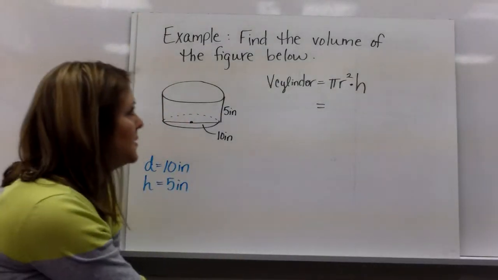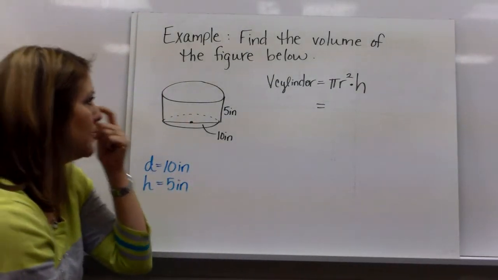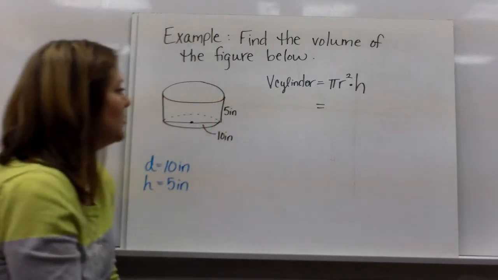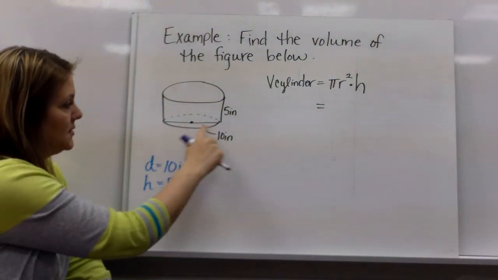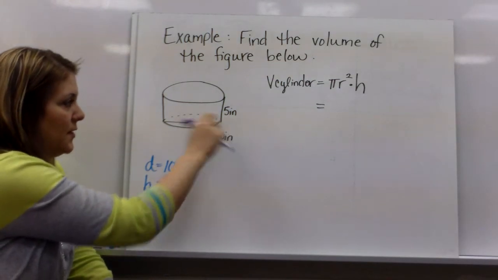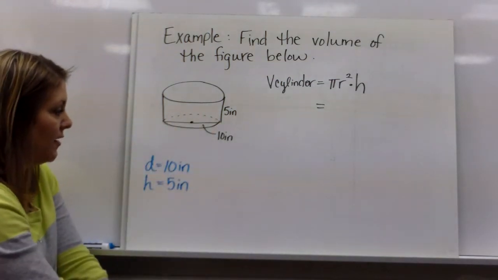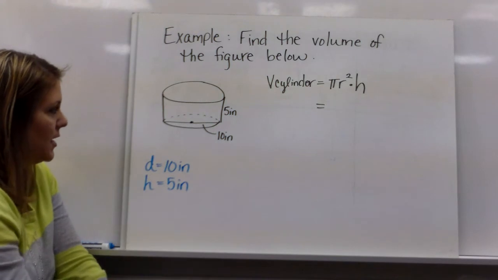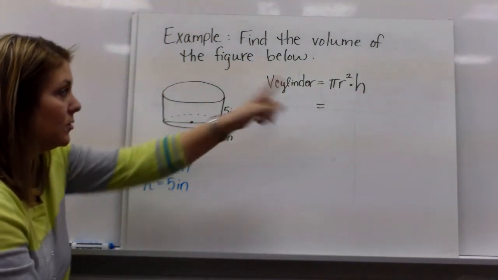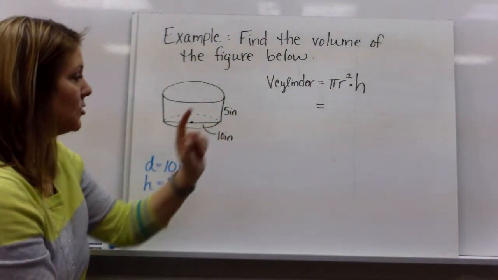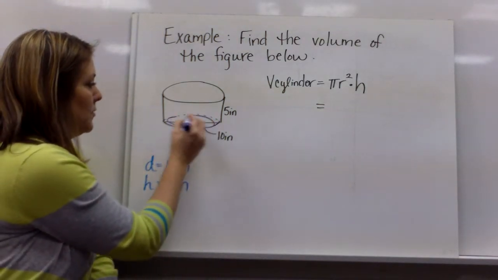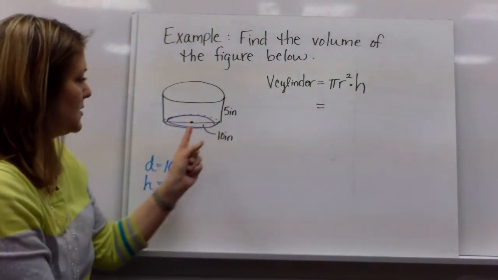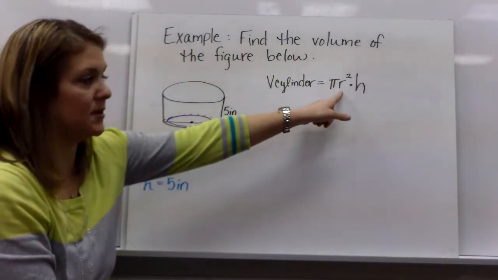So let's look at a quick example. We've got a cylinder here. We're going to find the volume of it. What's given to you in this cylinder is the diameter, which is 10, and the height of that cylinder, which is 5. So we have a diameter and a height measurement. Now, if we look at the formula for a cylinder, we have to find the area of this bottom circle here. Well, they're giving us the diameter, we need the radius.